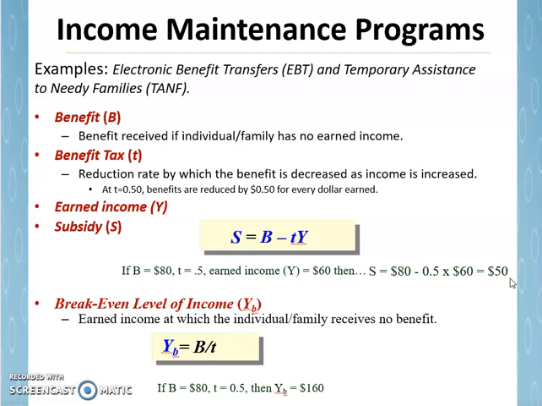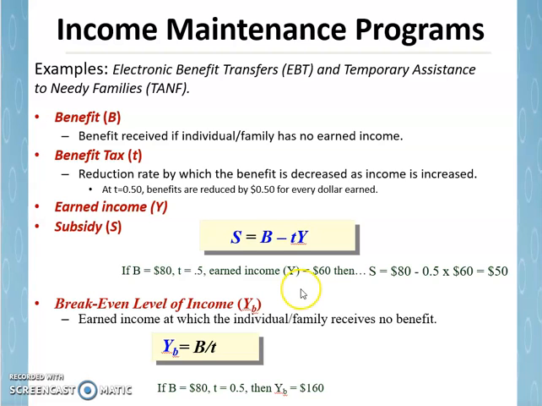Note the difference between the benefit and the subsidy. The benefit is actually $80, but this person only ended up with a subsidy of $50 because they worked and had earned income and therefore had their benefit reduced. The break-even level of income is the earned income at which the individual or family would receive no benefit. It's that point where your income is just high enough to eliminate the entire benefit.